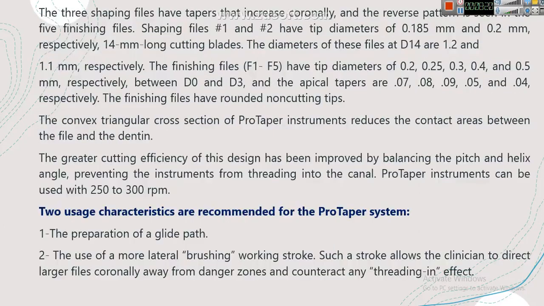So the 3 shaping files have tapers that increase coronally, and the reverse pattern is seen in the 5 finishing files. Shaping files number 1 and 2 have tip diameters of 0.185 and 0.2 millimeters respectively, with 14 millimeter long cutting blades. The diameter of these files at D14 is 1.2 and 1.1 millimeters respectively.